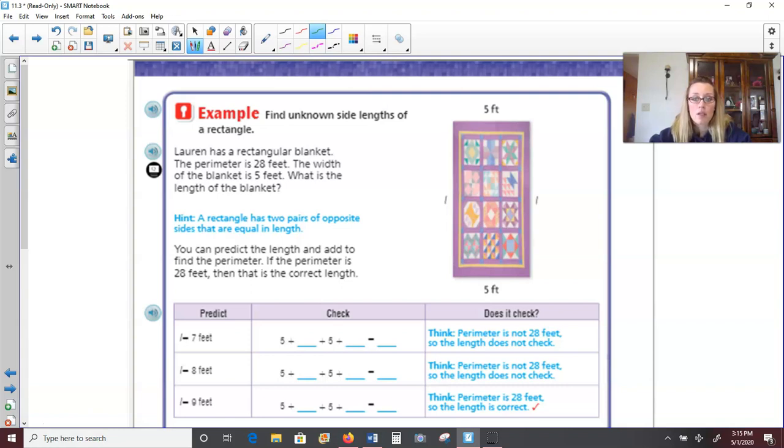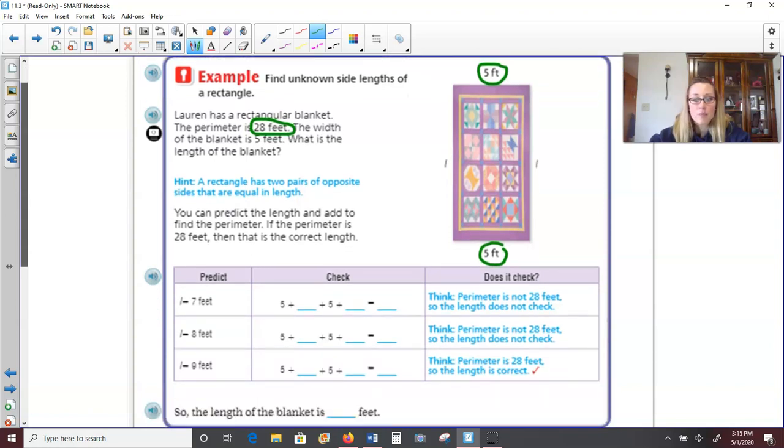And in this particular case, Lauren is making a rectangular blanket. It has a total perimeter of 28 feet. The width of the blanket is 5 feet. We need to figure out the length. Okay, so it gives us our hint that a rectangle has 2 pairs of opposite sides that are equal. So if we know the top width is 5 feet, then obviously the bottom width has to be 5 feet too. And so down below here, it has us predict the length and add to find the perimeter.